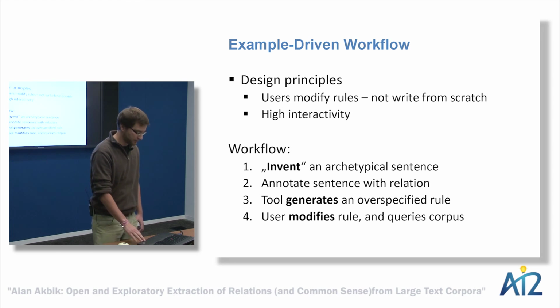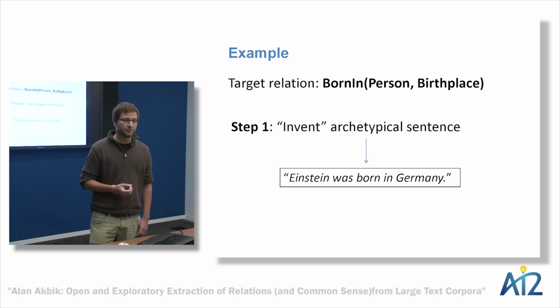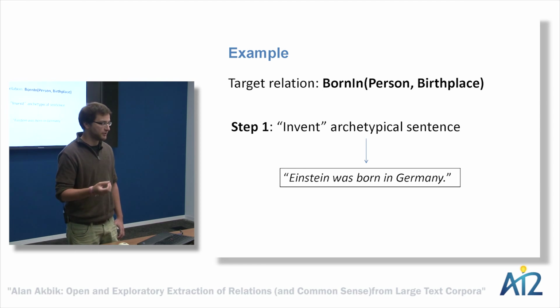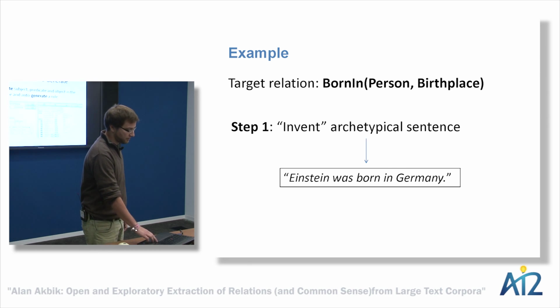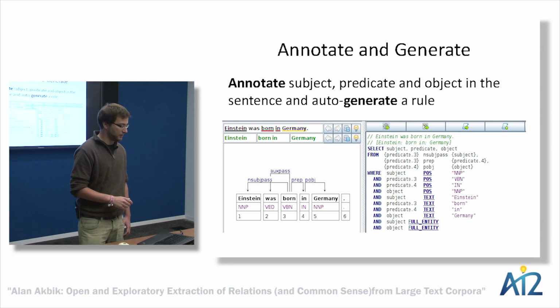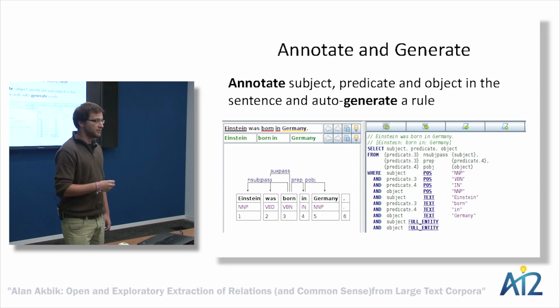Now, let's go through an example of this. Let's say we are looking, as a very common example, at the born-in relationship between a person and their birthplace. If we're looking for this relation, the first step is to just invent a sentence. It doesn't even have to be true. The sentence might be, Einstein was born in Germany. So we enter this into the tool, here on the left-hand side at the top. We enter the sentence into the tool.